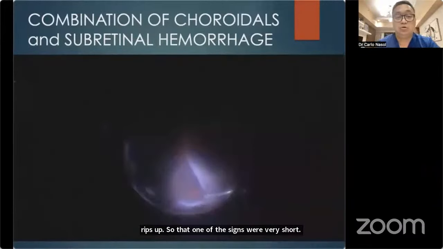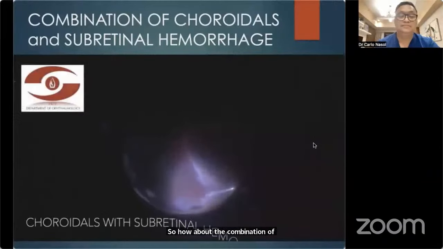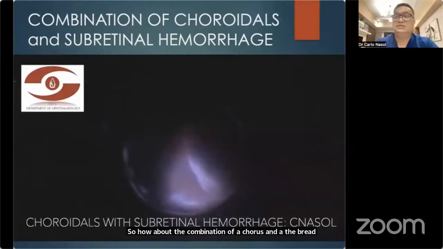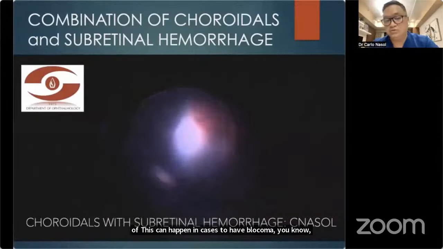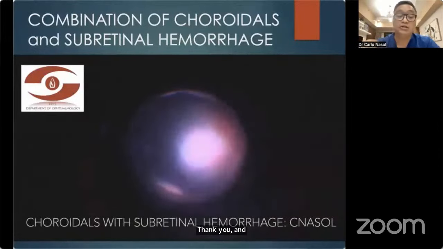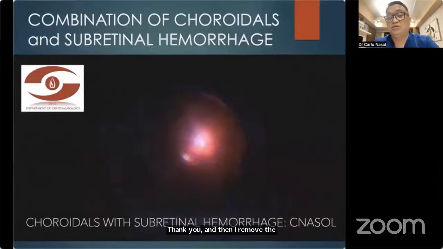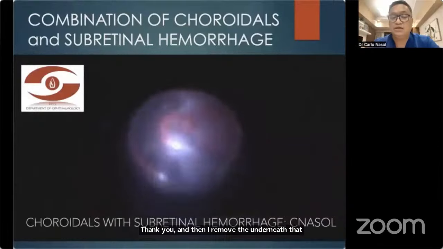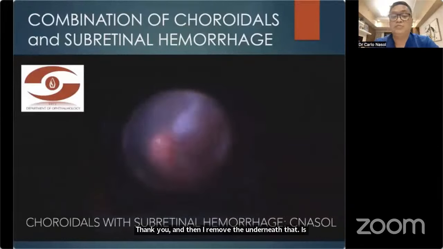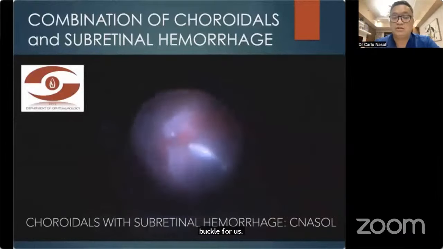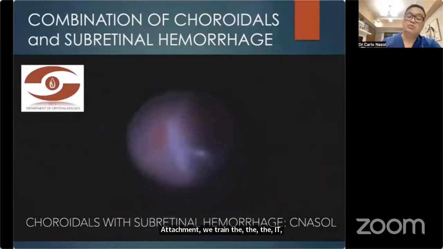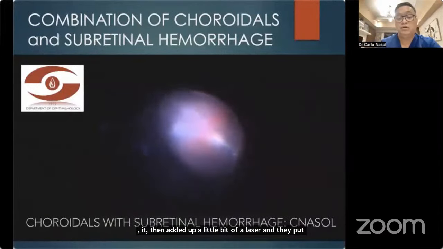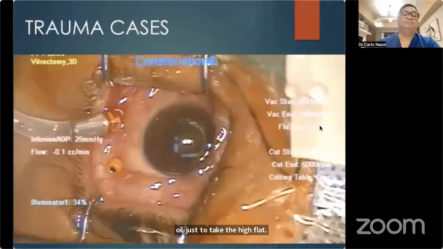How about a combination of a choroidal and a subretinal hemorrhage? This can happen in cases with glaucoma or patient trauma. What we do is still do a vitrectomy and then remove the subretinal hemorrhage underneath that choroidal. That choroidal will act now as a sort of buckle for us. So it's a simple thing. We convert into a retinal attachment, drain the subretinal fluid, remove the blood, and then add a little bit of laser and silicone oil just to make the eye flat. And then we watch out for any areas of hypotony post-op, and additional lasers can be given again.